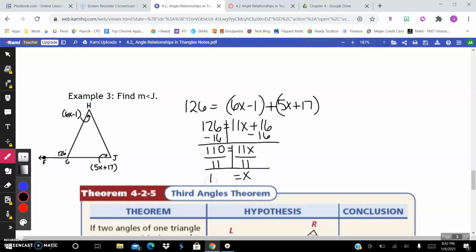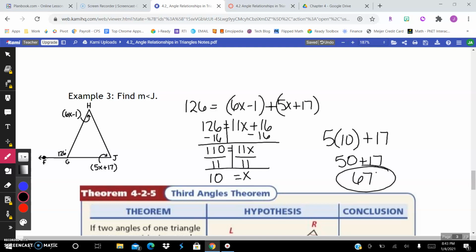So x equals 10. Now they asked us for the measure of angle J. So that is 5x plus 17. So now I know that x is 10, I can plug that in. So I get 50 plus 17 is 67 degrees.